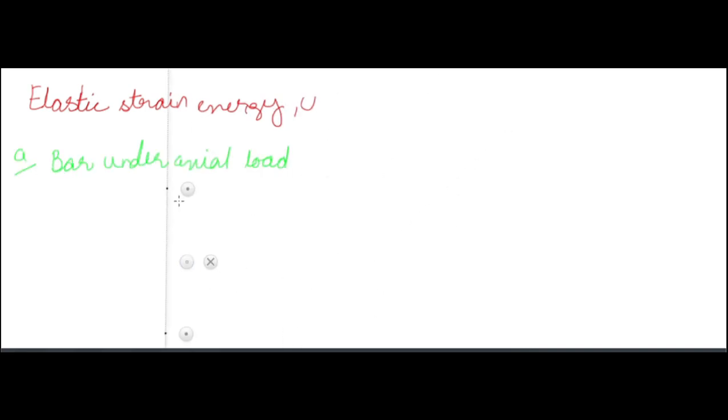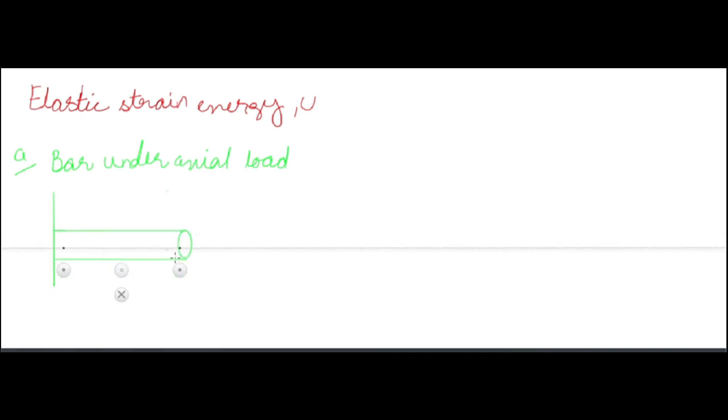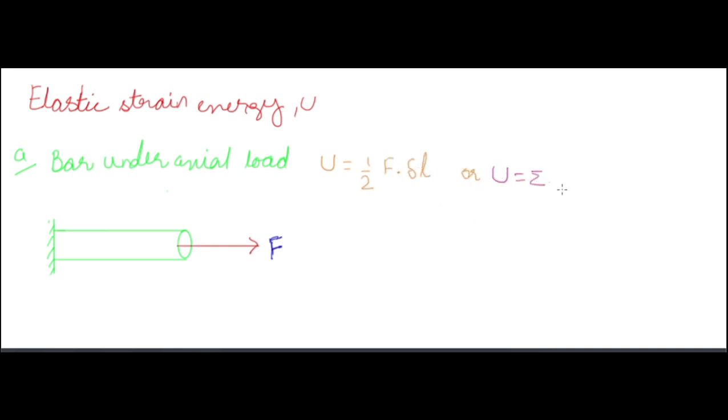So now we have the strain energy, or elastic strain energy. The first case we will deal with to find the elastic strain energy is the bar under axial load. This is the bar on which the axial load F is acting. This is a circular bar, and the area of cross section is pi d square by 4.